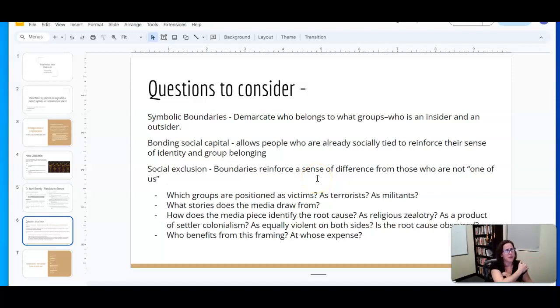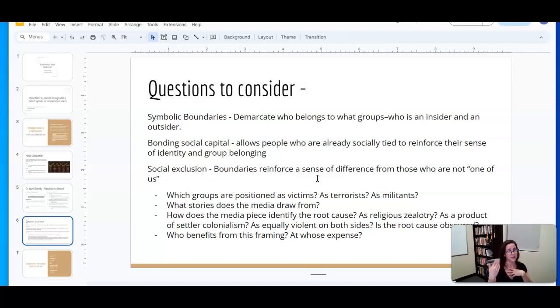We understand that symbolic boundaries demarcate who belongs to what groups, who is an insider and an outsider. This goes back to our discussion about insider groups and outsider groups. And so we have symbolic boundaries that demarcate those. So the idea of terrorist, not terrorist, for example. Bonding social capital. These are cultural tools that allow people who are already socially tied to reinforce their sense of identity and group belonging. And social exclusion. Boundaries reinforce not only a sense of belonging, but also a sense of difference from those who are not one of us, right?